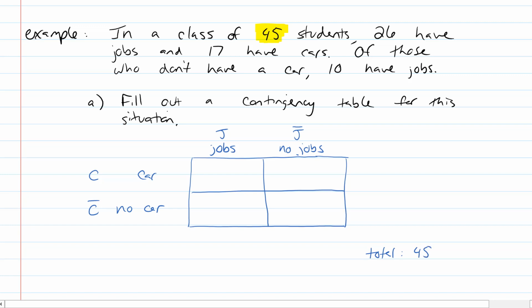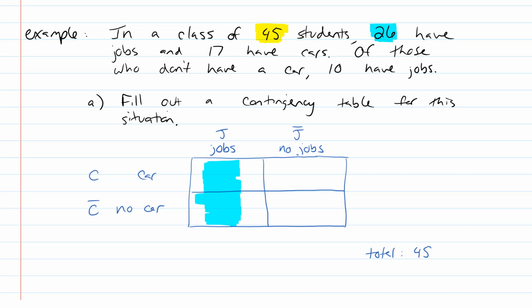Now we've got 26 that have jobs. That's this highlighted number here. 26 have jobs. And I'd like you to notice that the number of jobs is for both students who have cars and for students who don't have cars. And so that number 26 doesn't actually belong inside the table. It belongs on the bottom, 26. That's the number of students with jobs, and it's made up of both the students with car and job and the students with no car and job.